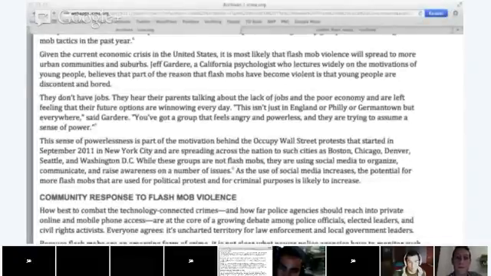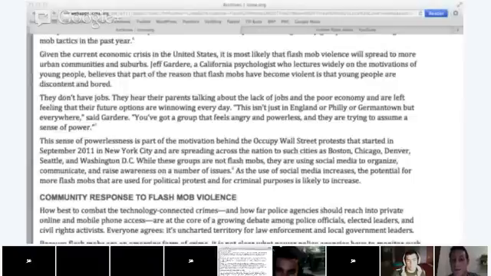Do you do your flash mob with a specific purpose, with a specific aim? Well, it is just for fun, basically, but we are not talking about that kind of flash mob.